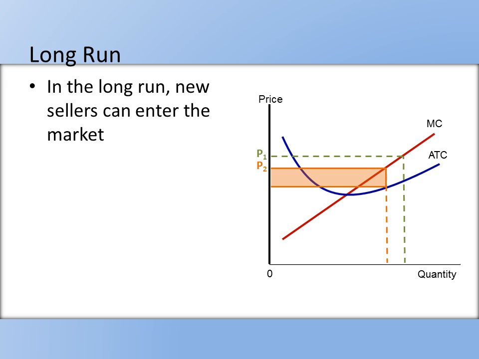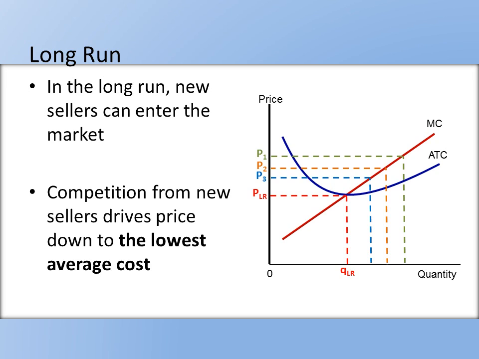But it doesn't have to stop here. Another seller, number 3, could very well enter and charge an even lower price, earning an even lower profit. And this process continues until the price reaches the point where marginal cost intersects with average total cost. Now notice this is the point where the average total cost is lowest and there is no undercutting possible. And as a result, sellers are earning no profit. So competition from new sellers drives price down to the lowest average cost.